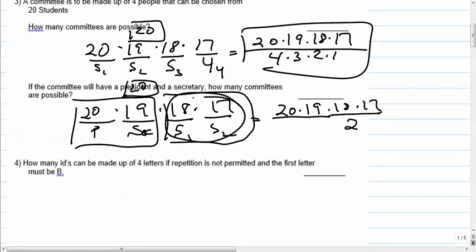Because it's the last 2, I don't care about order. When you don't care about order, you divide by the factorial of how many you have. I have 2 of them. They don't have order to them.